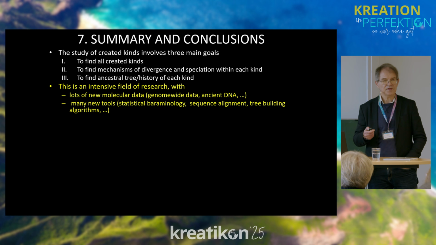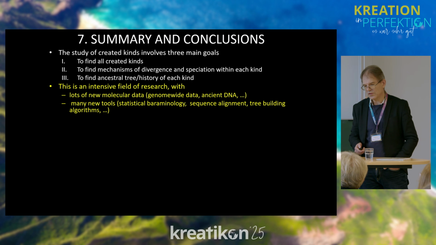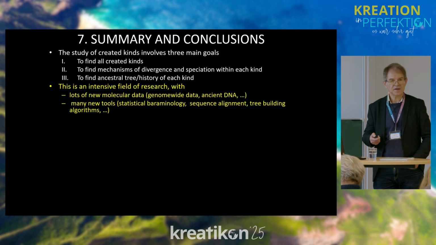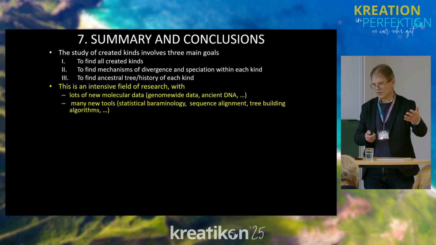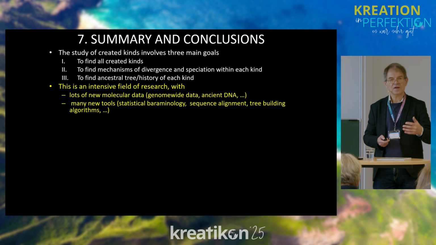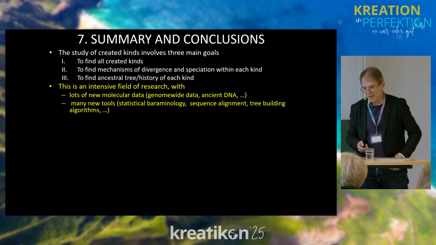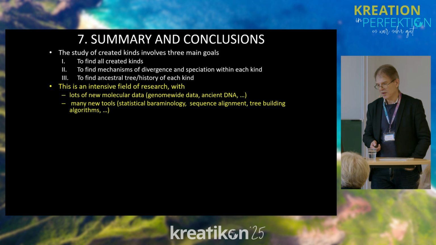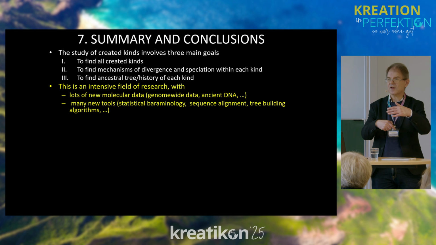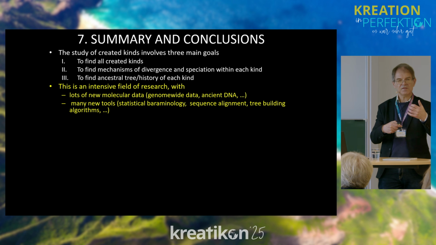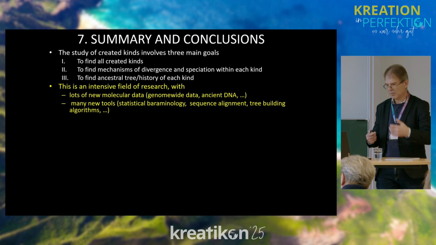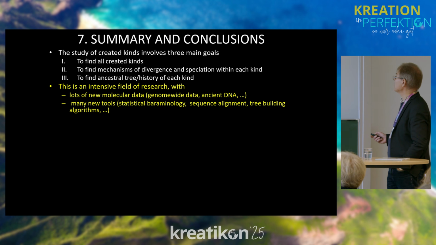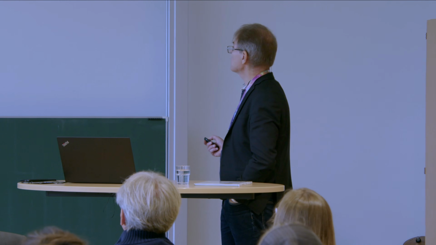And as I have hinted at during this talk, it includes lots of new molecular data, genome-wide data, ancient DNA from species not alive today. We know that we can sequence DNA from Neanderthals, for instance. And we also have many sophisticated tools. I mentioned statistical baraminology, and they were based on sequence alignment methods to identify proteins from different species that could be located on different chromosomes. We also need tree building algorithms in order to build this tree and so on.